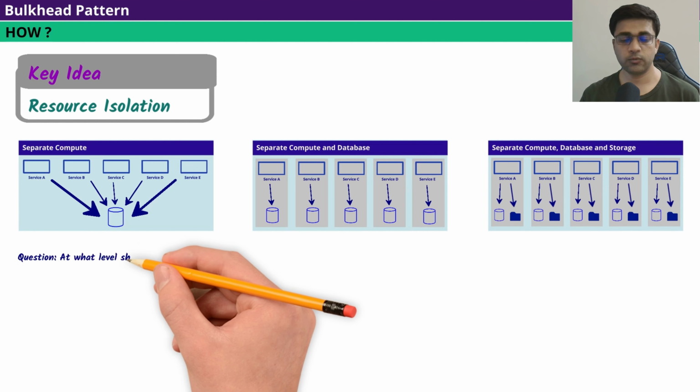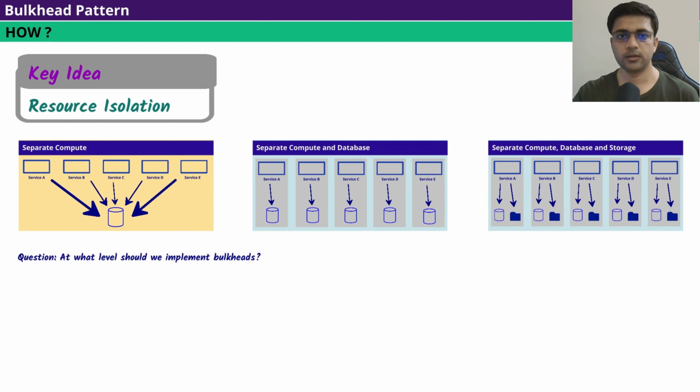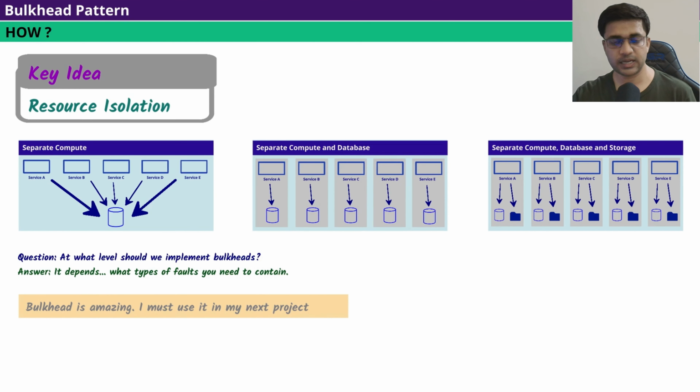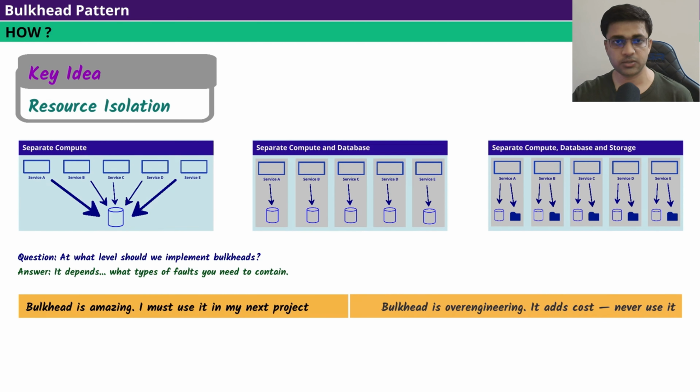Now the question is, at what level should we implement bulkheads? This, or this? The answer is, it depends what types of faults you need to contain. And that's not the only decision we have to make. These things often lead to two extremes. On one side, we have developers and architects who become fascinated with the idea and are eager to apply it in real projects. On the other end, there are developers and architects who can see that it comes with a cost. It adds complexity and requires effort. So they label it over-engineering and reject the idea altogether. And this leaves many people confused. Should we use it or not?